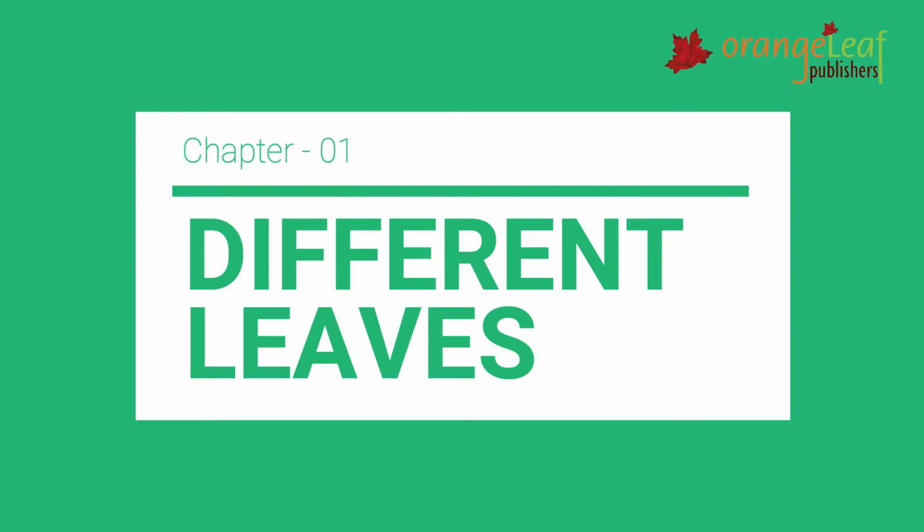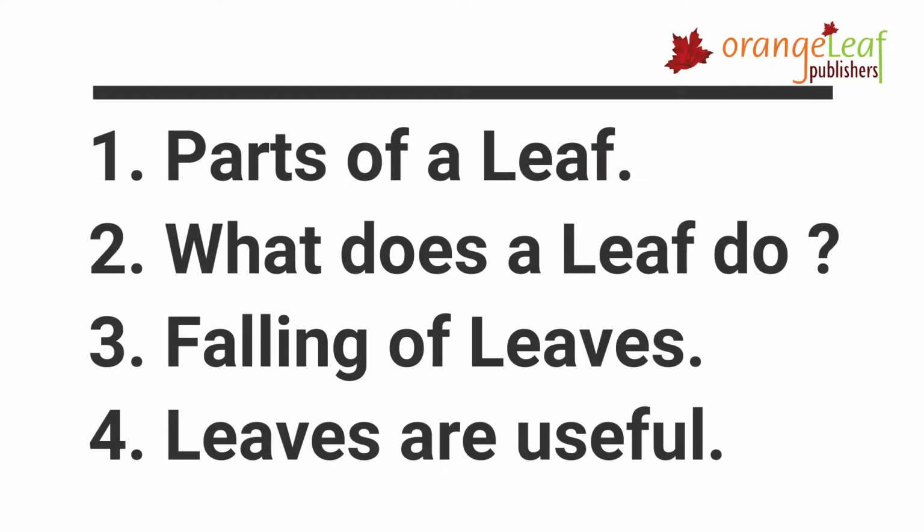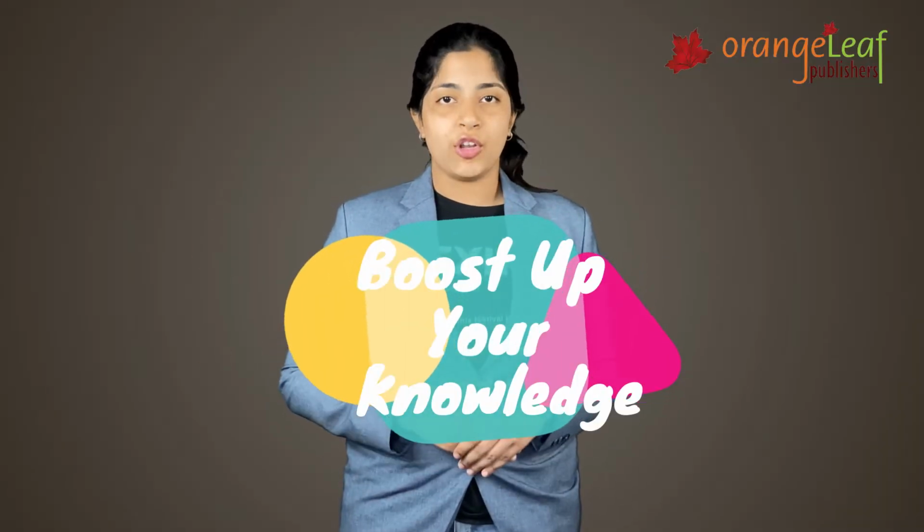Let us discuss Chapter 1, Different Leaves. The important points of this lesson are parts of a leaf, what do leaves do, falling of leaves, and leaves are useful. Before we begin the chapter, let us boost up our knowledge.